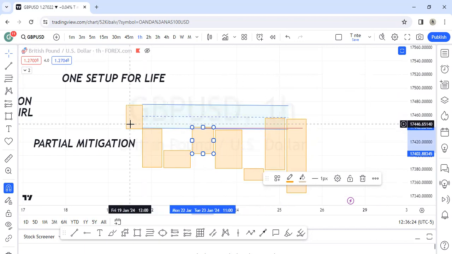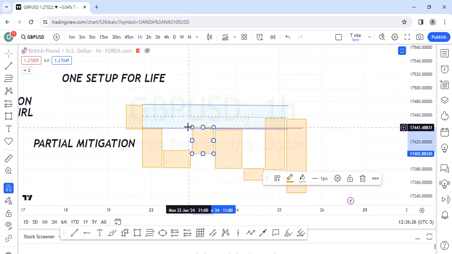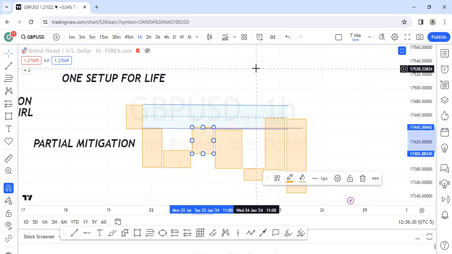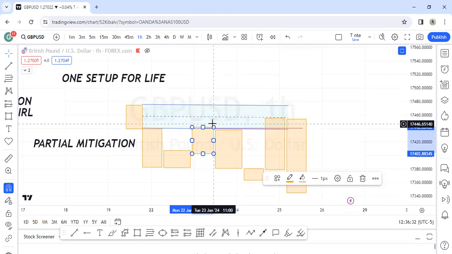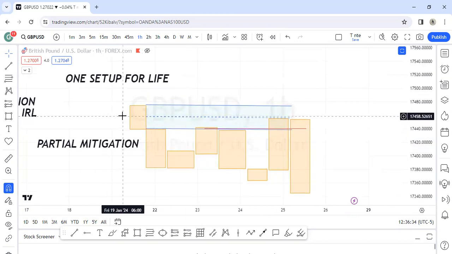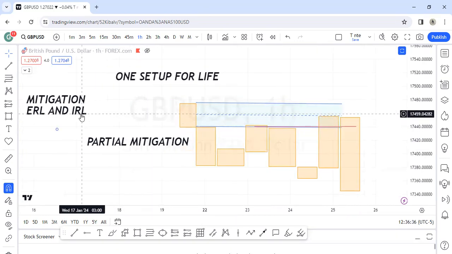Most times when the price just taps it and runs away, sometimes price can choose to come back to the candle in the future to tap it properly before dropping off. And that is referred to as what? Internal liquidity. Don't worry, we're talking about IRL next, which is what? Internal range liquidity, right? That's what it means.